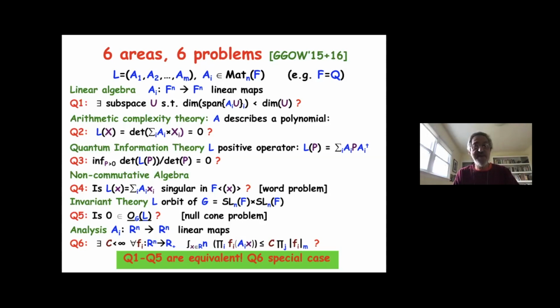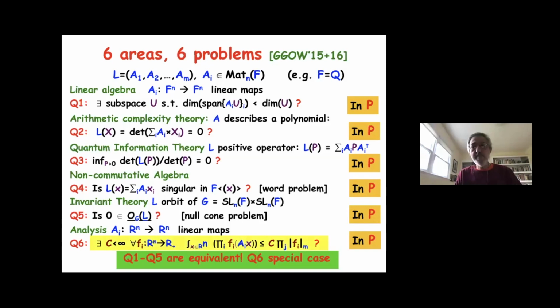So, yeah, I find it pretty amazing. The 6th problem is an analysis problem. It's about proving Brascamp-Lieb inequalities. And this turns out to be just a special case of all the other problems. So it connects even to analysis, not just algebraic problems. Because they're all equivalent, we automatically get polynomial time algorithms for all of them. So that's for free.